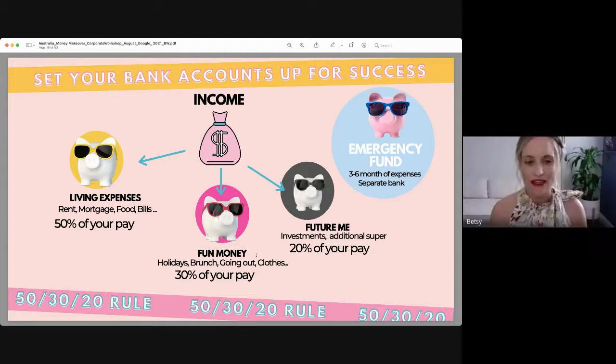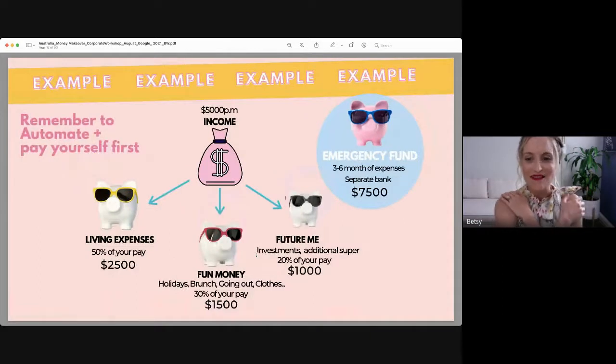Yeah, perfect. And so typically your living expenses and fund money accounts are what we call transaction accounts. You've got a debit card linked to them, versus your emergency fund and future me. They're usually savings accounts where you can earn a little bit of interest. And then, when you want to spend money from those, you transfer it out to either the fund money or the living expenses. But yeah, these are great questions.